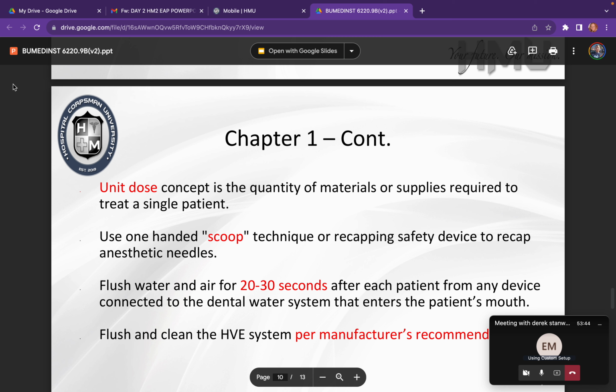Yes, I'm saying that because it's in the instruction and not on this slide. 1 minute at the beginning of the day.